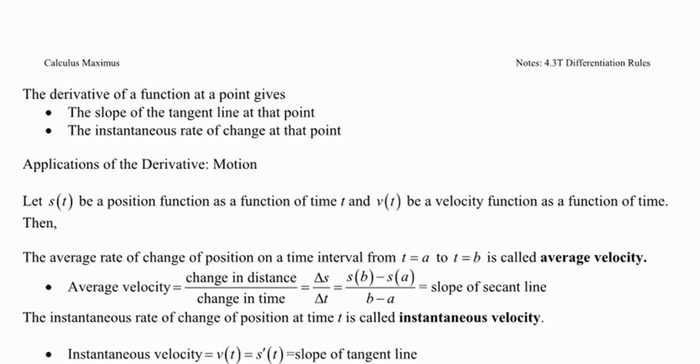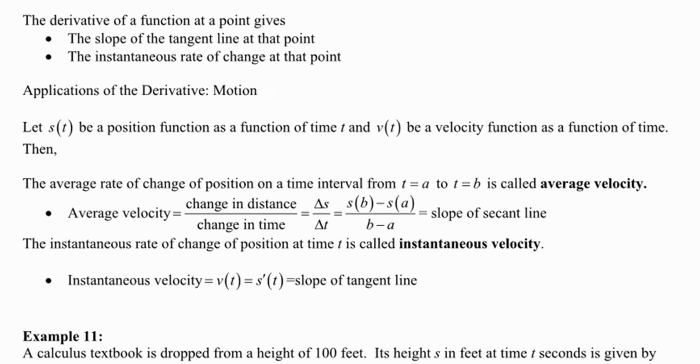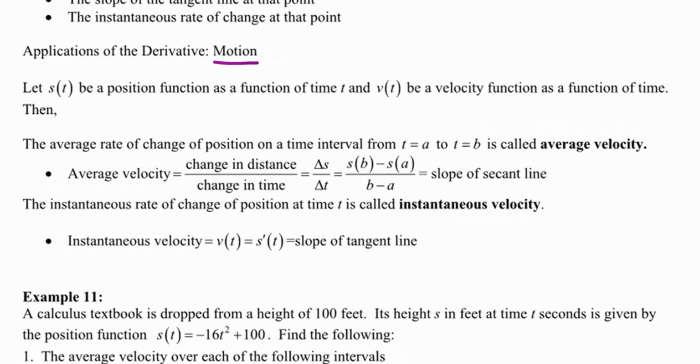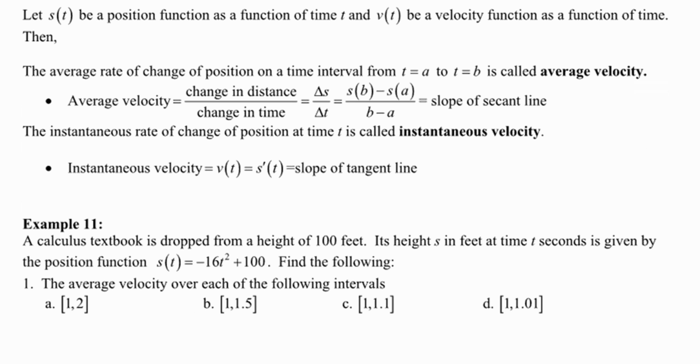Alright, so the derivative at a point gives the slope of the tangent line, or the instantaneous rate of change. One of the ways that we're going to use the idea of the derivative is going to be motion. And we had talked about position and velocity and acceleration and their relationship, how they're connected through derivatives. Now we have two different kinds of velocity we'll be talking about.